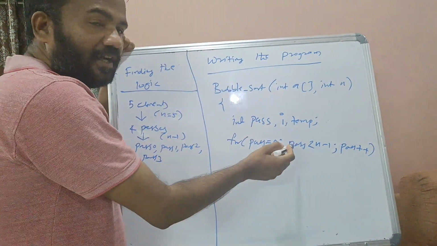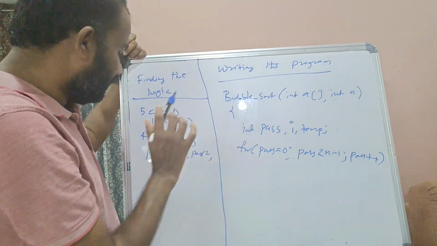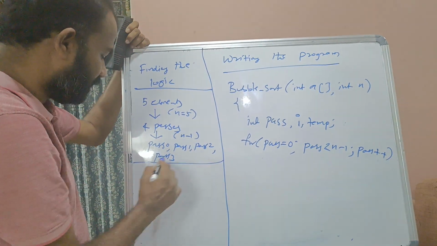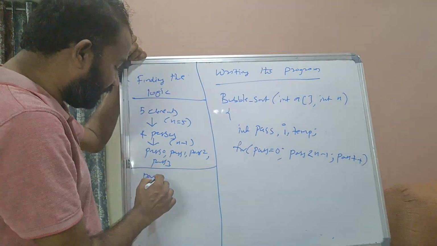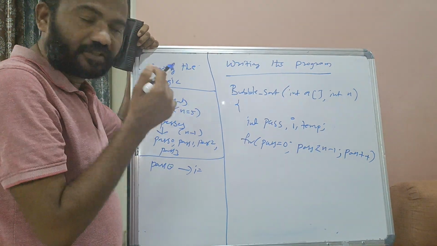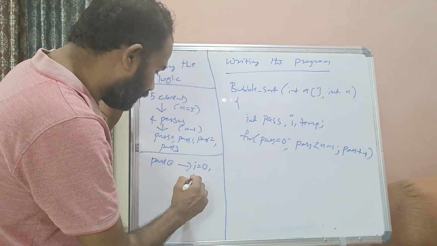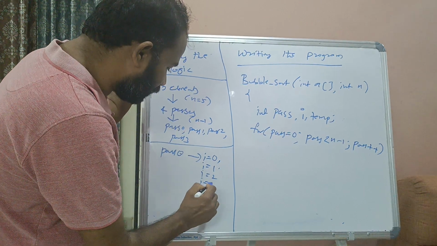Pass 0, pass 1, pass 2, pass 3, less than 3, over, right? So that is the first one. Now pass 0. How many iterations are possible? I is equal to 0, I is equal to 1, I is equal to 2, I is equal to 3.